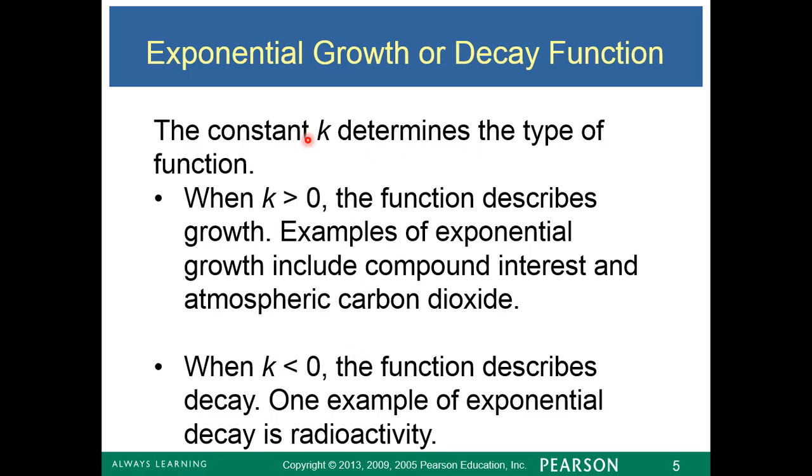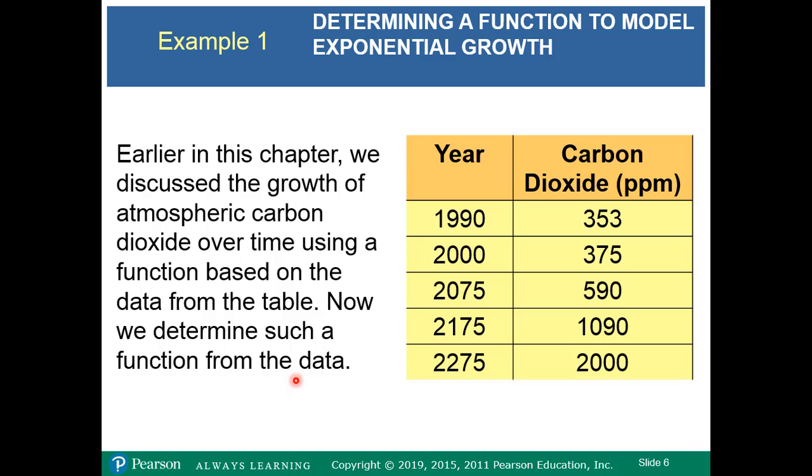Now the constant determines the type of the function, whether it's going to be a growth function or a decay function. So if k is positive, we're going to have an exponential growth function. If it's negative, it's going to be a decay function, for example, in radioactive decay type situations. So earlier we had this example, and now let's use this table to determine such a function of the data. This was the year and this was the carbon dioxide.